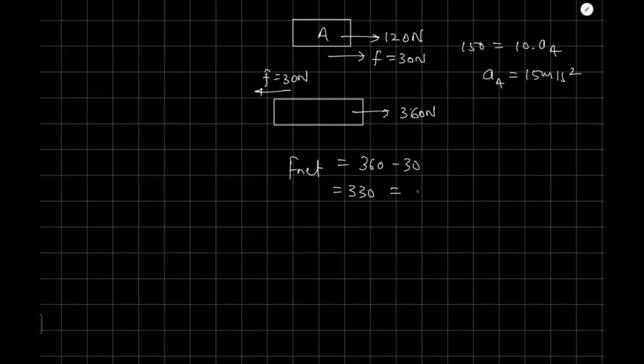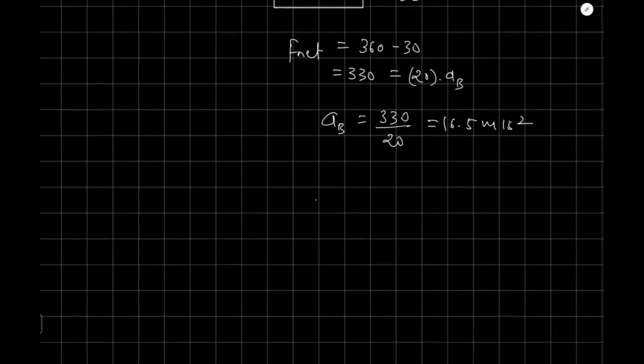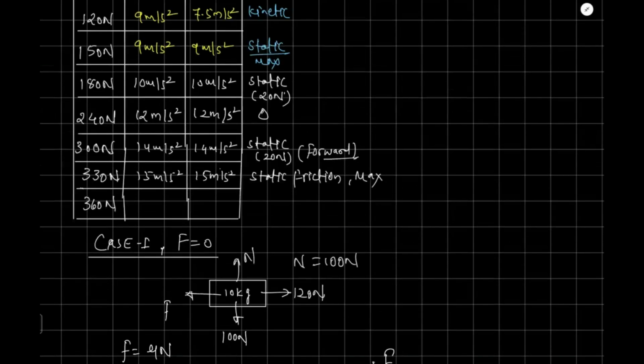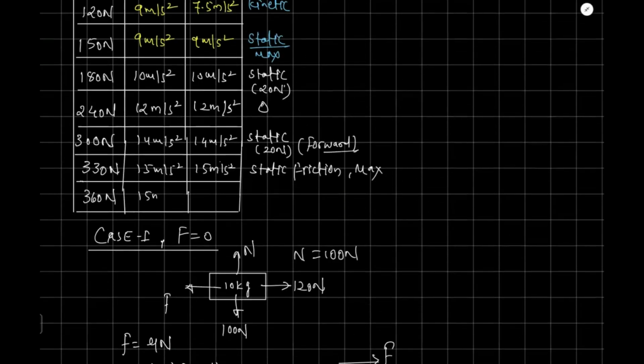And it will be equal to mass into acceleration. So mass of block B is 20 and the acceleration of block B we'll find out. So acceleration of B will be 330 by 20, so it will be 16.5 meter per second square. So this time our relative motion is happening in this direction again, and the friction force is acting on B in this direction. So is it possible? Yes, it is possible. So what will happen in this case? We can say acceleration of A is 15 meter per second square. Acceleration of B is 16.5 meter per second square. And this time the friction that is going to act is a kinetic friction.